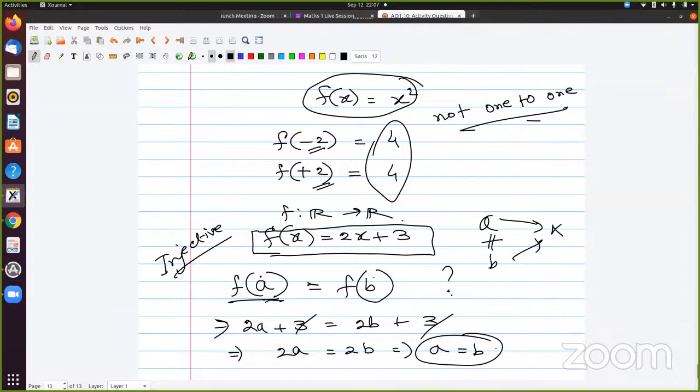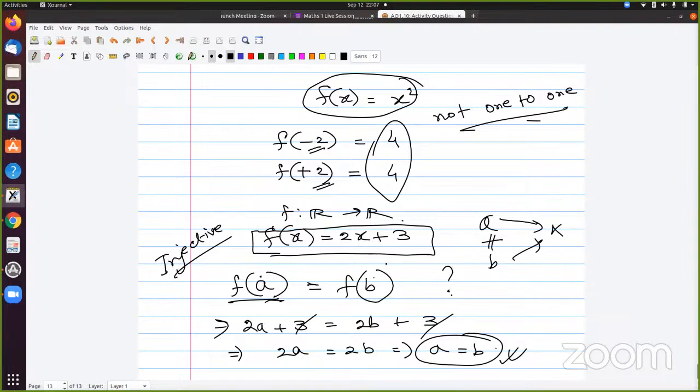Let's check that. For input A, what is the output for this function? 2A plus 3. For B, what is the output? 2B plus 3. If the outputs are the same, then what am I getting? The 3 got cancelled out, then the 2 got cancelled out, then A equals B. So I am seeing that if two outputs are the same, then the two inputs must be the same. So there cannot be two distinct inputs for which the output is the same. So this function is an injective function. Is it clear?